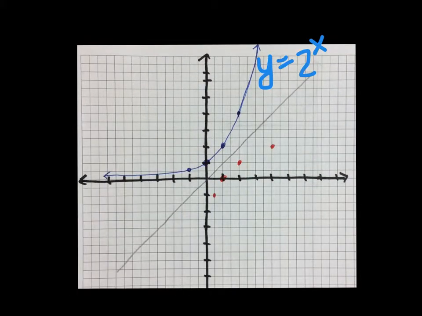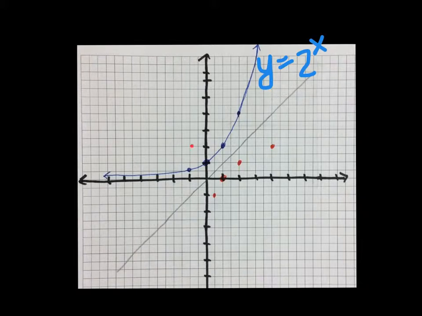Here you can see that I have drawn the reflection line y equals x on our graph, so we can begin to do the reflection of this graph across that line, remembering that the inverse of a function is always the mirror image across this line y equals x. We can also get those points by just taking the coordinates for each point on our blue graph, which is y equals 2 to the x, and simply switching the x and y coordinates.